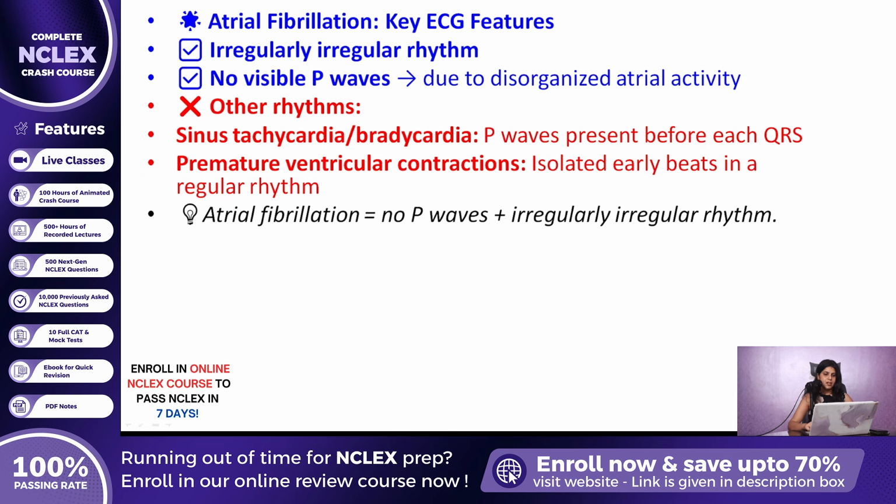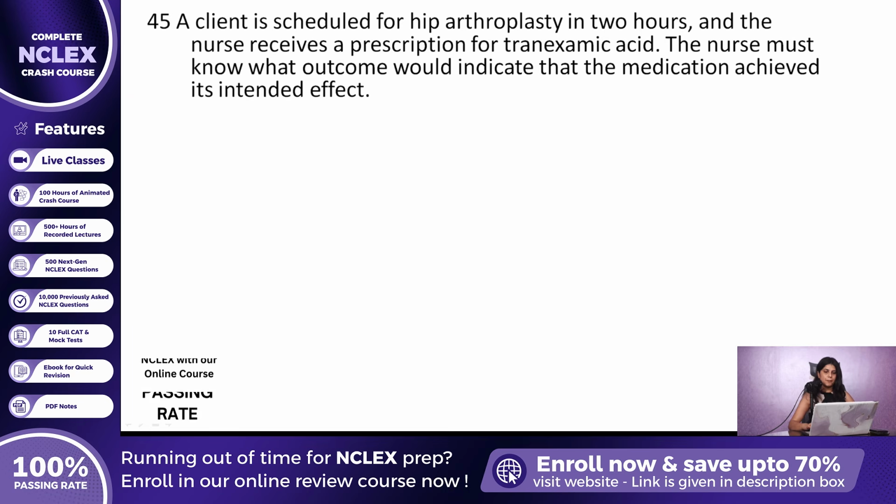Question 45. Next, let us look at perioperative medication outcomes. A client is scheduled for hip arthroplasty in 2 hours, and the nurse receives a prescription for tranexamic acid. The nurse must know what outcome would indicate that the medication achieved its intended effect.